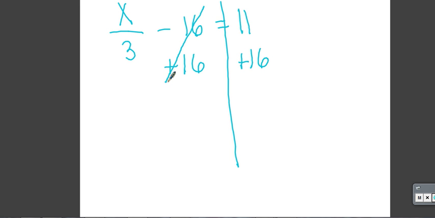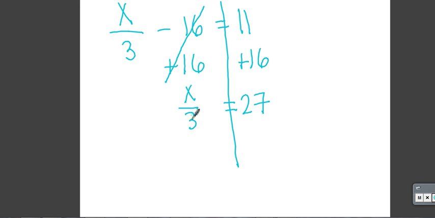So these cancel out. These are my 0 pairs, leaving me with x divided by 3. Then I've got 11 plus 16. So 11 plus 16 gives me 27. And right now I've got x divided by 3, and I need to get this x alone. I need to isolate that x.